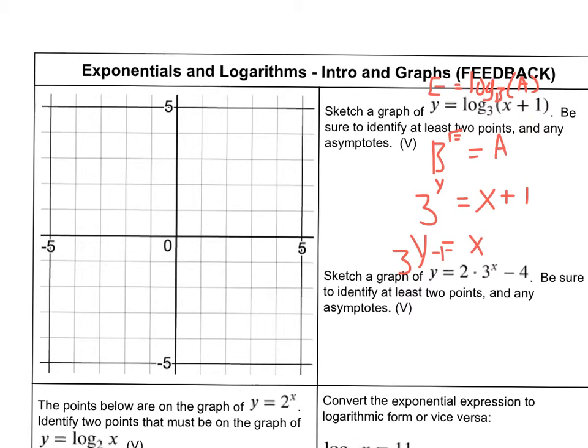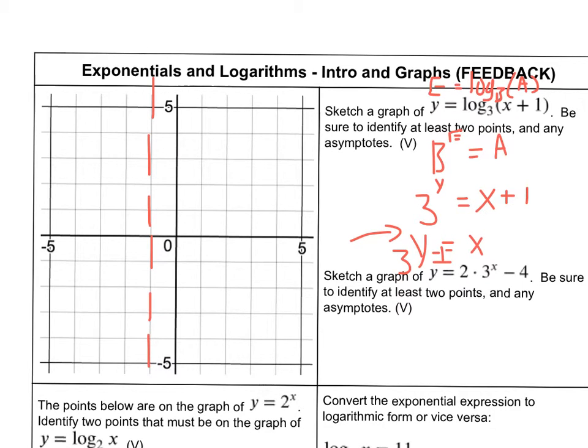There are a couple things we can get from this. The first is that the last number here, in this case, -1, is going to be the asymptote. Because we're dealing with 3 to the y, it's going to be a vertical asymptote.